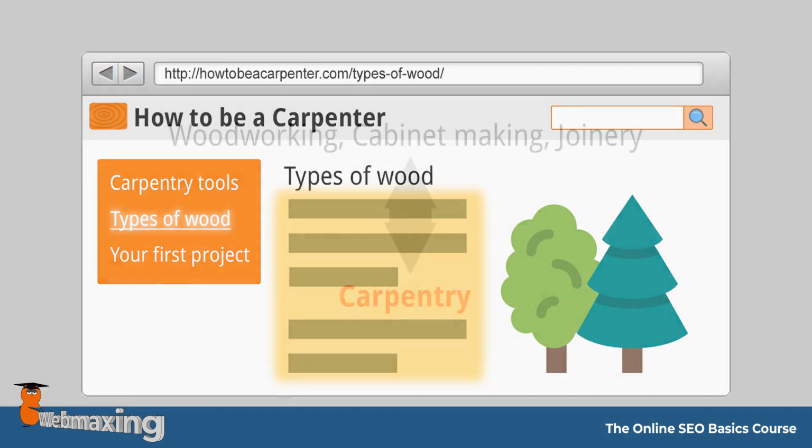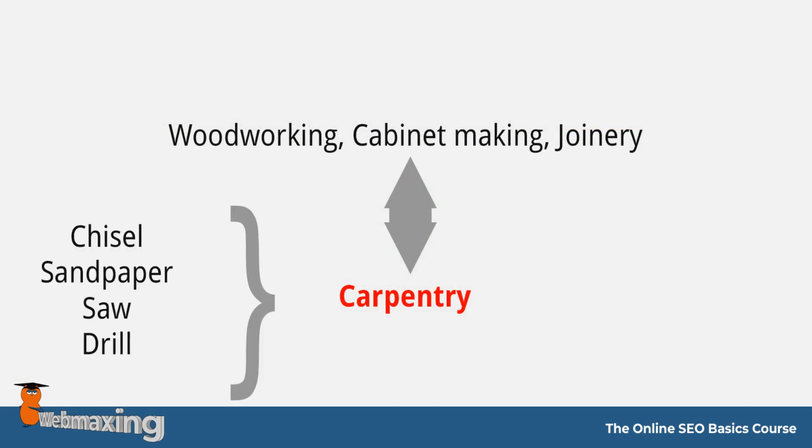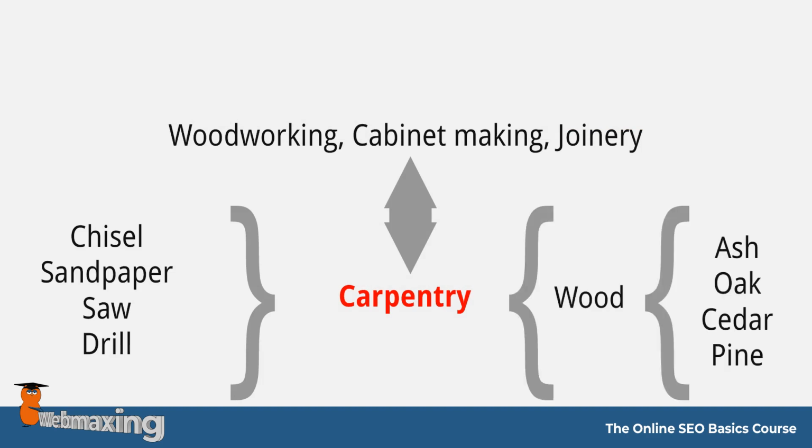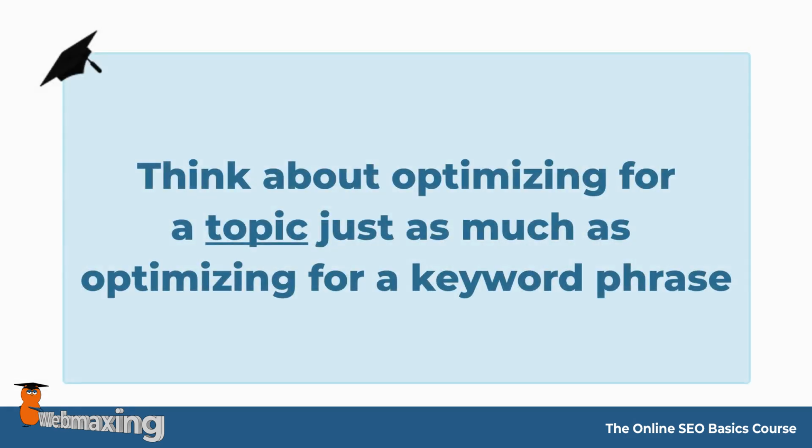Bots understand that words like woodworking, cabinet making and joinery are alternative words for carpentry. Bots know words like chisel, sandpaper, saw and drill can be related to carpentry. They know ash, oak, cedar and pine can be names for wood in the right context. In other words, and this is a very important point, think optimizing for topic just as much as optimizing for a keyword phrase.